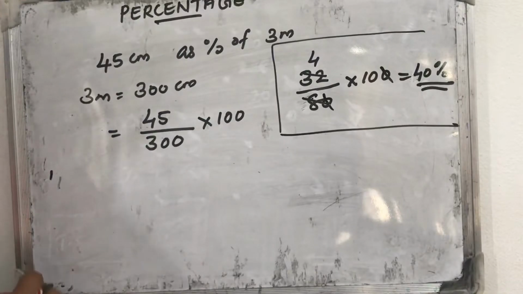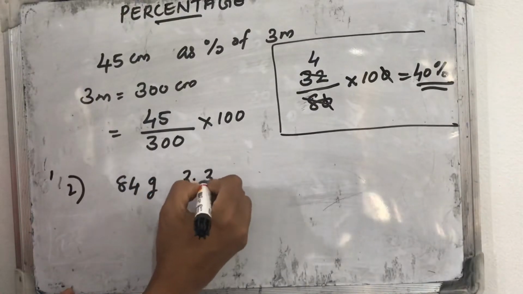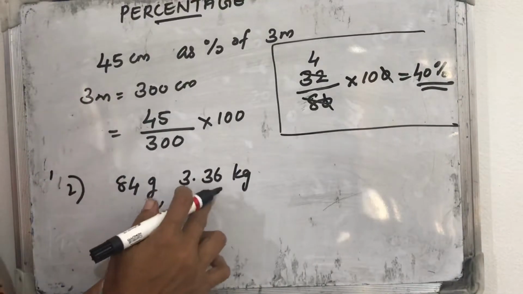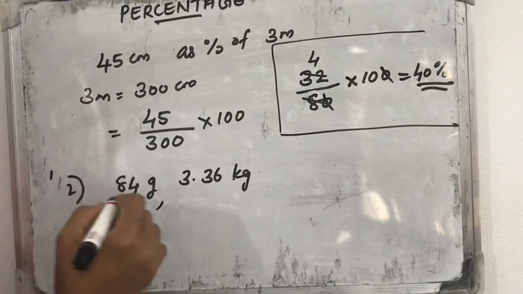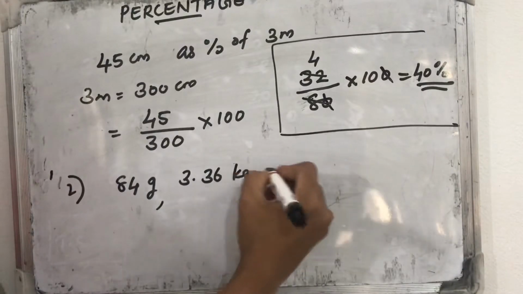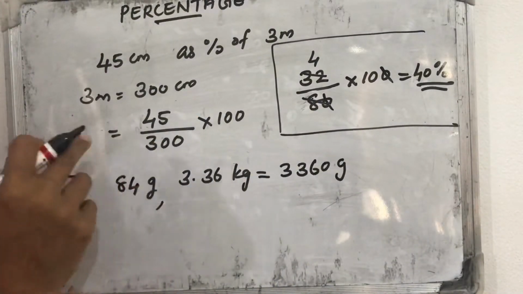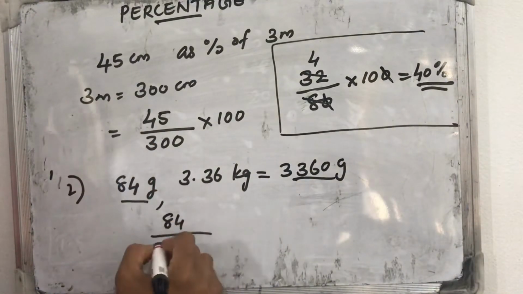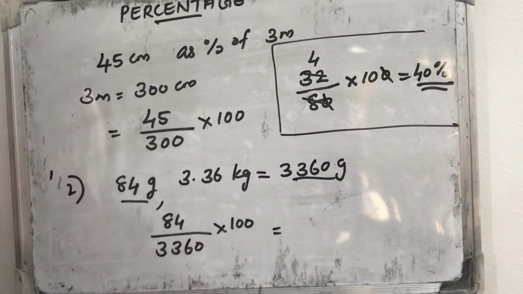Now another question: express 84 gram as a percentage of 3.36 kilogram. How can you express 84 gram as a percentage of 3.36 kilogram? Here also one thing we want to take care of: this 3.36 kilogram we want to convert into gram. So instead of 3.36 kilogram, we can write 3360 gram, multiplying with 100. The first quantity is 84, the second quantity is this. So to find its percentage, 84 by 3360 into 100. By simplification you will get the answer. This is another usage of percentage.